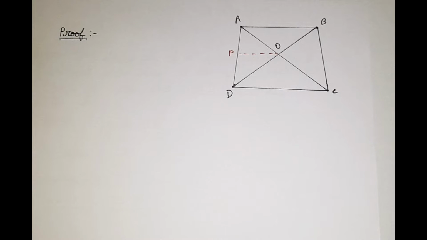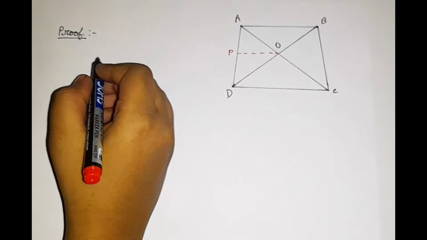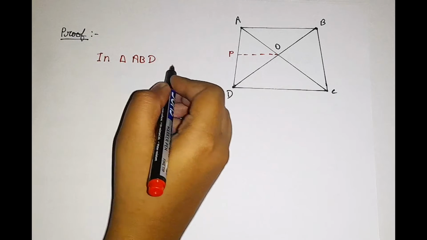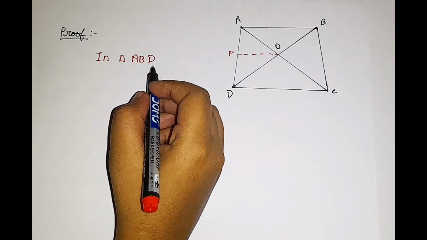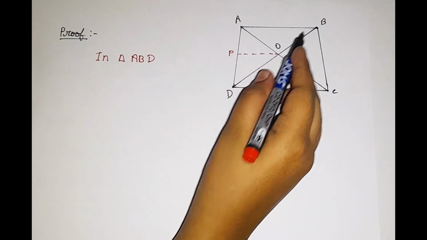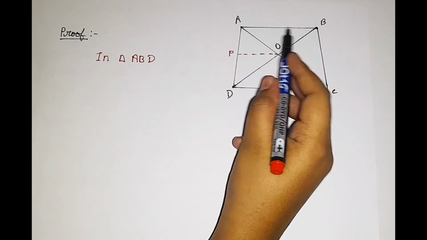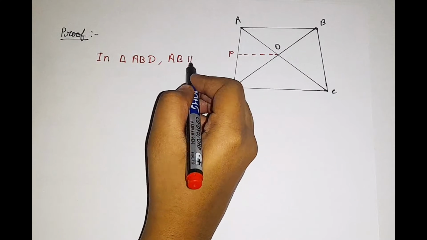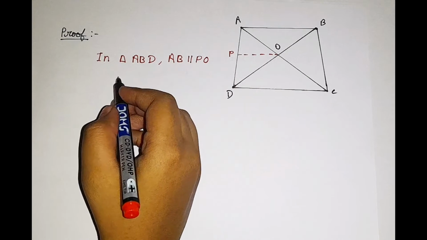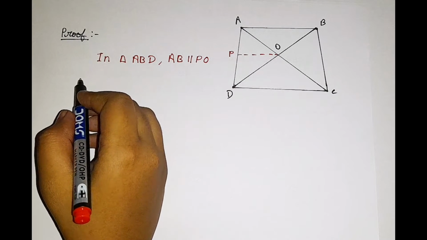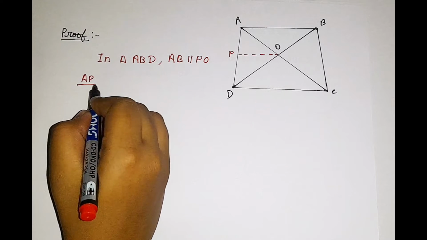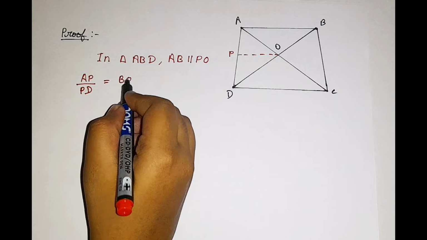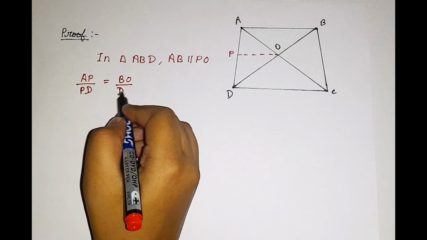So in triangle ABD, which is parallel to which one? This is triangle ABD, right? This AB is there, so AB is parallel to PO. Let us write that also: AB is parallel to PO. Now let us apply basic proportionality theorem, that is Thales theorem. So AP by PD is equal to BO by DO.